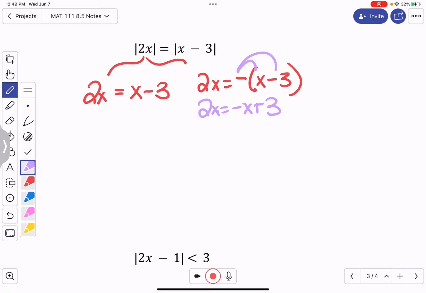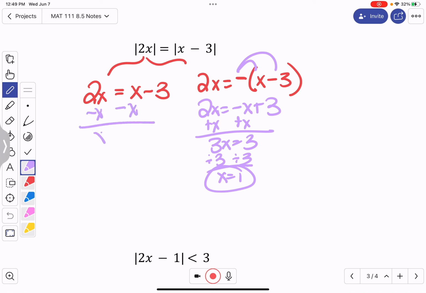And then we can move the x over here. So we would get 3x equals 3. Divide both sides by 3, and I get x equals 1. On the original one, I'd subtract x from both sides, and I would get x equals negative 3.